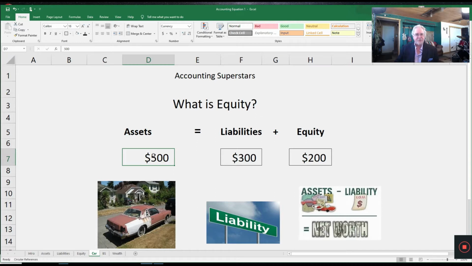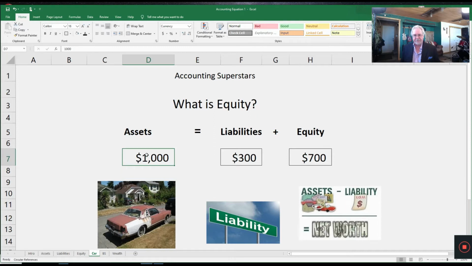So what if this car was somehow a classic and was worth $1,000? And let's say that you still owed $300 on it. Well, now your equity is $700. So equity is kind of a residual amount. The way I like to think of it is that all these nice things that you have minus away what you owe is your equity.